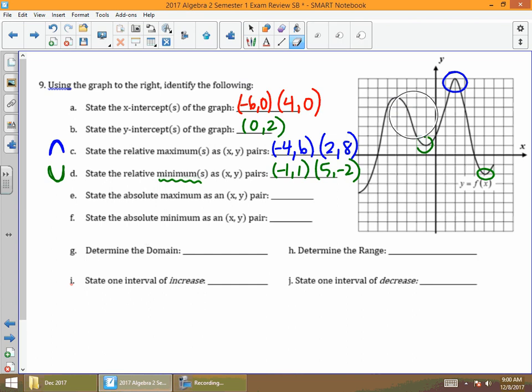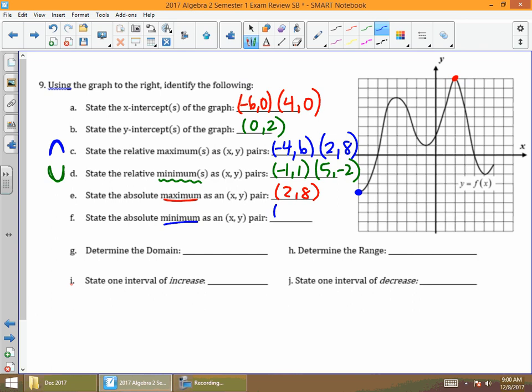Now for absolute max and min, we just have to look for the overall highest point on your graph and the overall lowest. So for absolute maximum, we're up here. It's the highest point your graph reaches. That's the point (2, 8). Absolute minimum, now this is where we can go back and use this point. That's the lowest point your graph reaches, and that's the ordered pair (-8, -4).